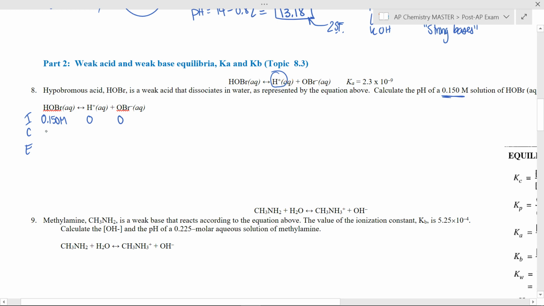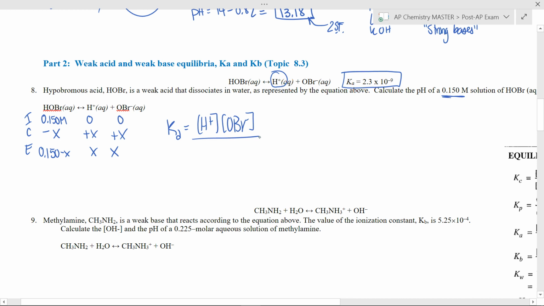So I'm going to use X to represent my unknown. So some of my acid's going to get used up, and it's going to get turned into the products here, 0.15 minus X. This is X, this is X. And then how am I going to use that? Well, I know what the value of Ka is. So let's write down our K expression for this reaction.